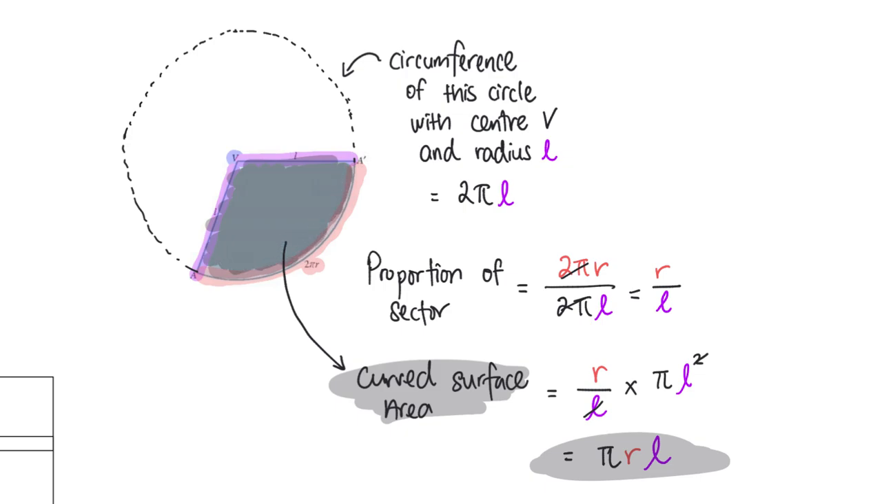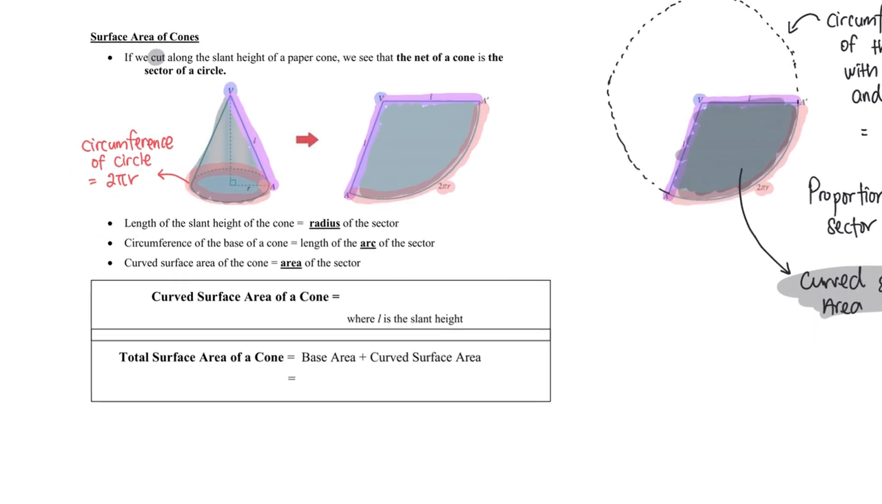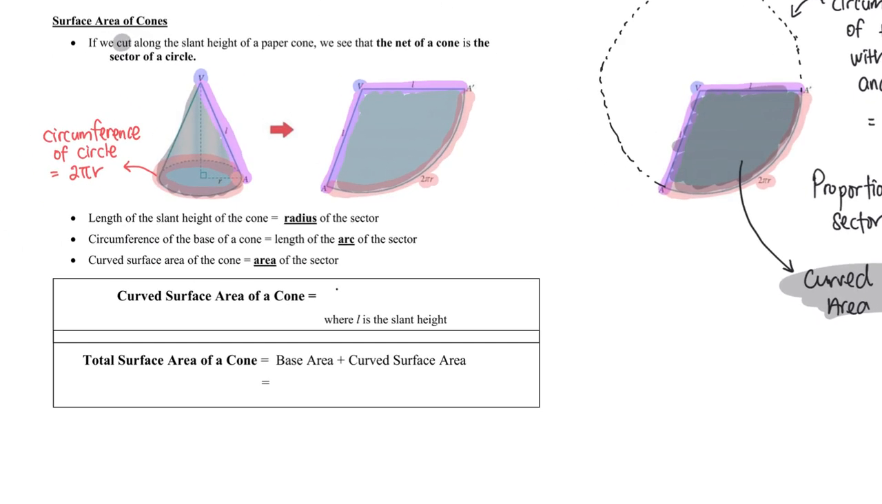Of course, you are not expected to derive this formula in any assessment, but it will be good to know. So I can write it as pi r L, where L is the slanted height. The total surface area will therefore be the base area, which is a circle, pi r square, plus pi r L, which is the curved surface area.